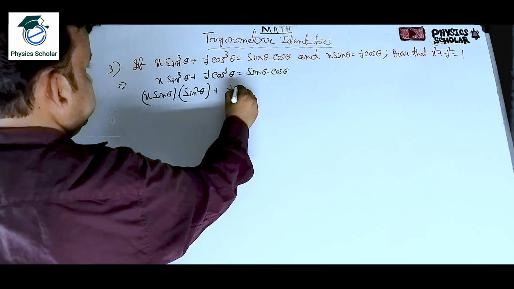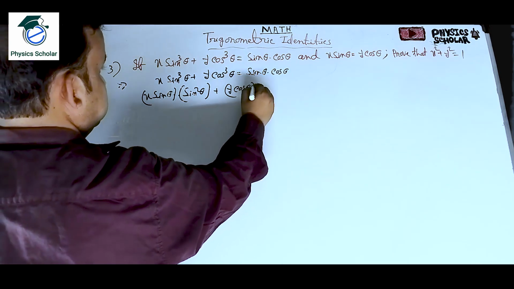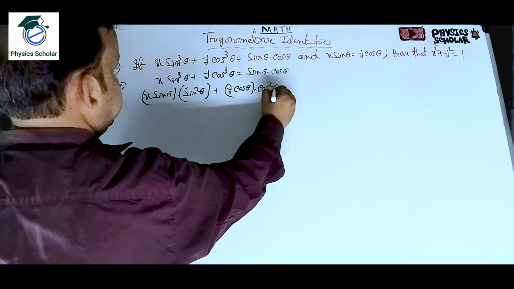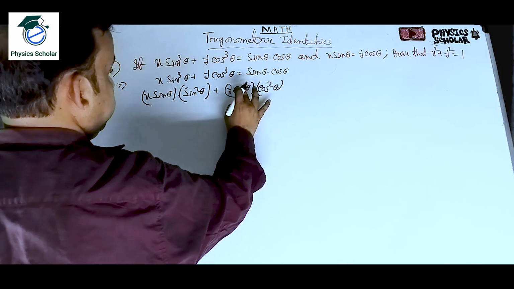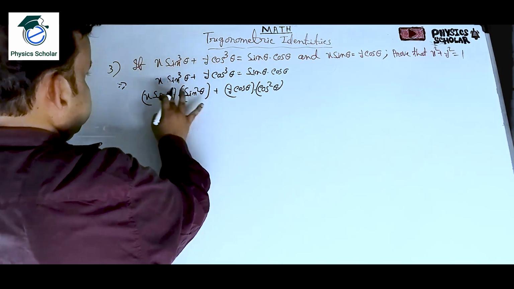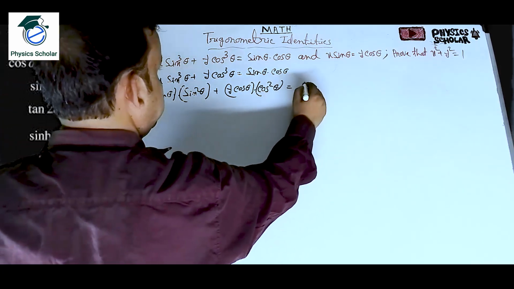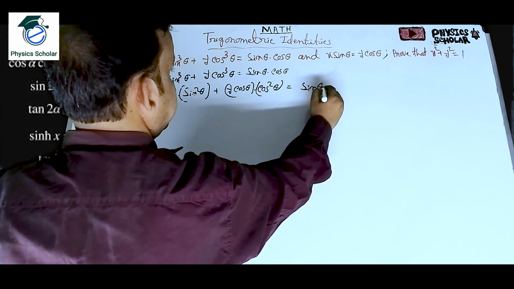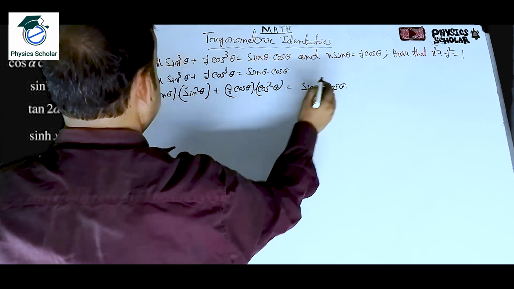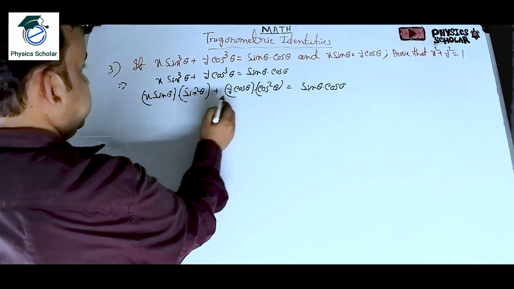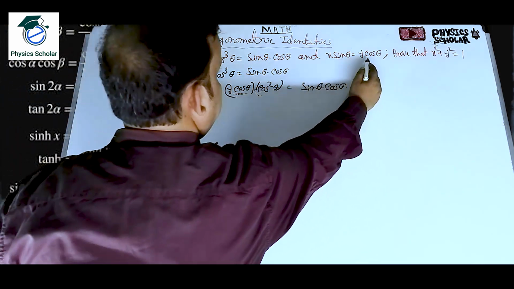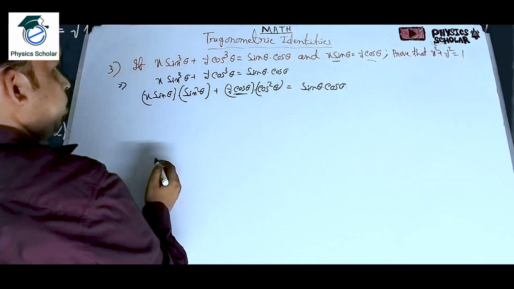Plus y cos theta into cos square theta, that we can write. That means cos cube theta into y, sin cube theta into x, is equal to sin theta into cos theta. Okay. So now instead of y cos theta, what you can write? X sin theta, it is given.